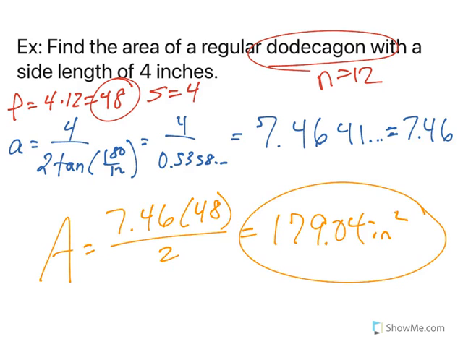179.04 square inches. So when it comes to finding the area of a regular polygon, you just have to make sure you follow the steps. Find the perimeter, find the apothem, and then plug those into your area formula. Keep your decimals as far as you can as you move through, unless it tells you to round in a specific spot.